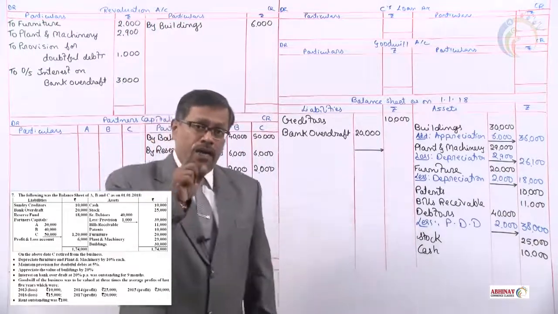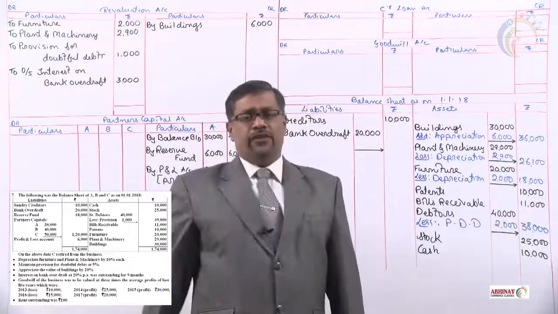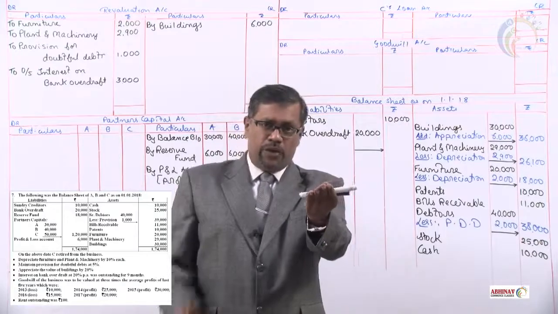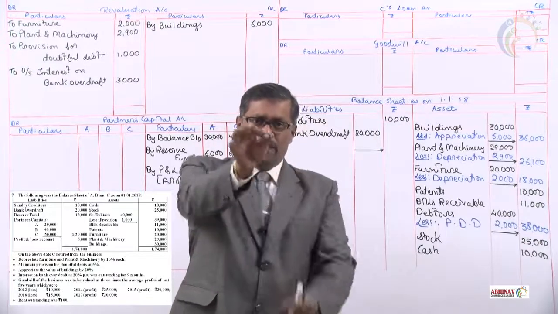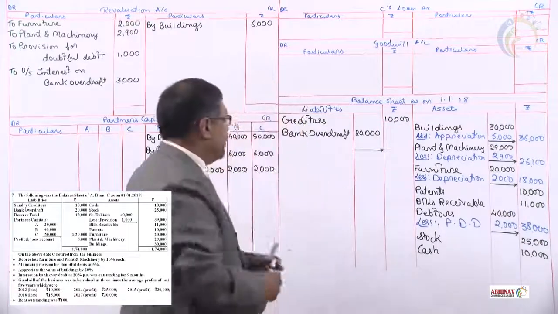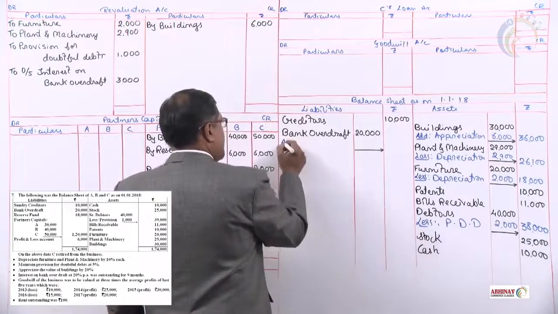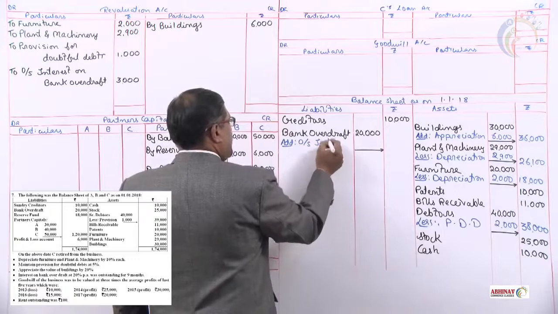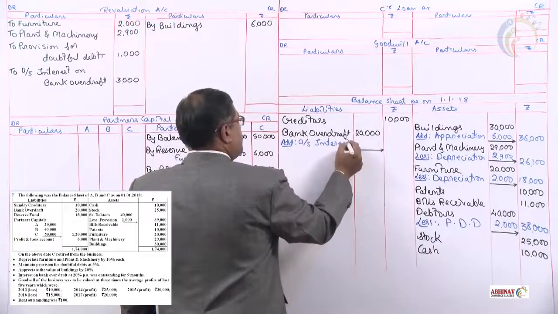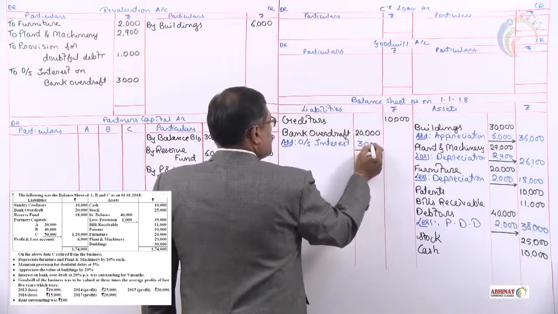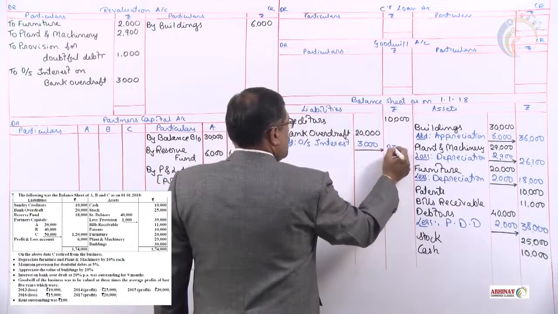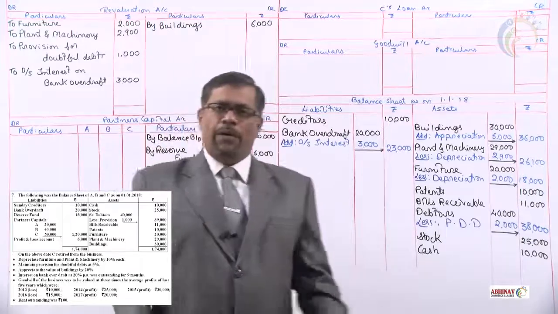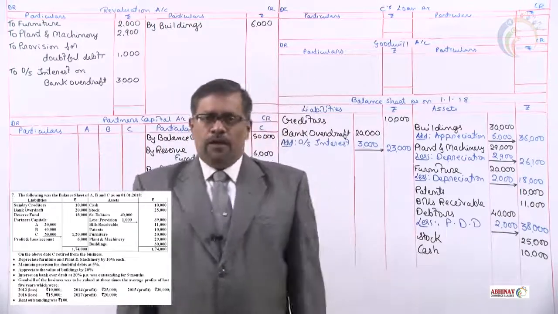20,000. On that, 3,000 is outstanding interest. So how much do we have to pay to the bank? 20,000 bank OD plus 3,000 interest, 23,000 we have to pay. So let us add outstanding interest here. We can add it here or show it separately. 3,000. So total bank overdraft amount payable to the bank will be 23,000.